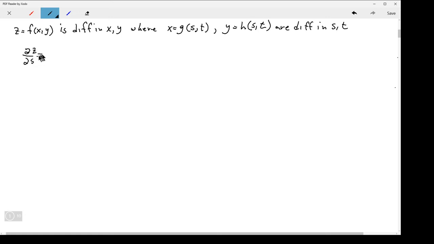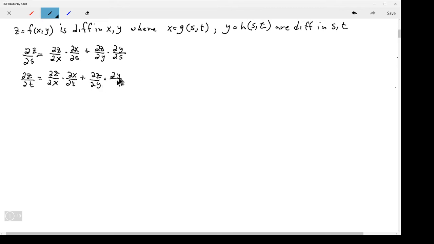So I can find dz/ds. What we're going to do here is the partial of z with respect to x times the partial of x with respect to s, plus the partial of z with respect to y times the partial of y with respect to s. All right, and then dz/dt is going to be the partial of z with respect to x times the partial of x with respect to t. Am I doing that right? Yes, I'm doing that right. Good. Plus the partial of z with respect to y times the partial of y with respect to t.